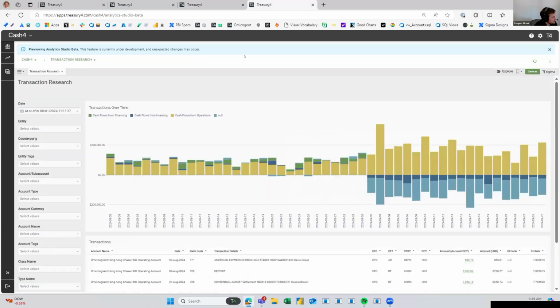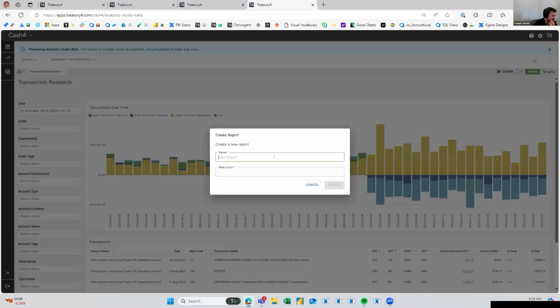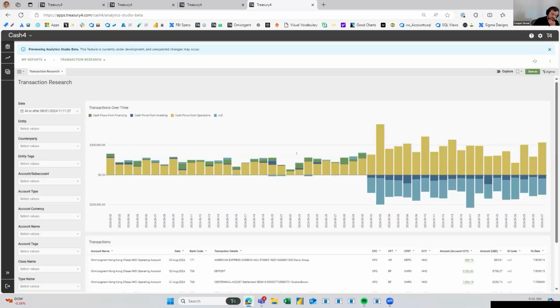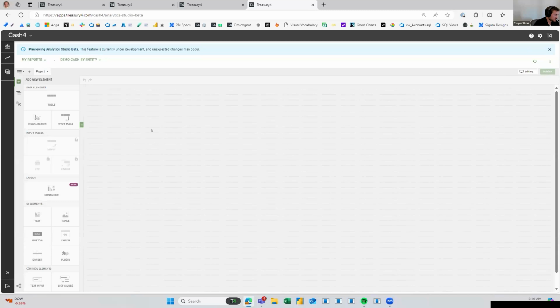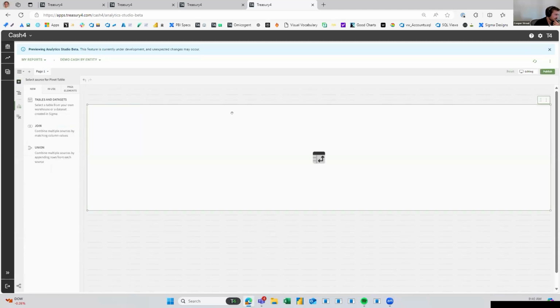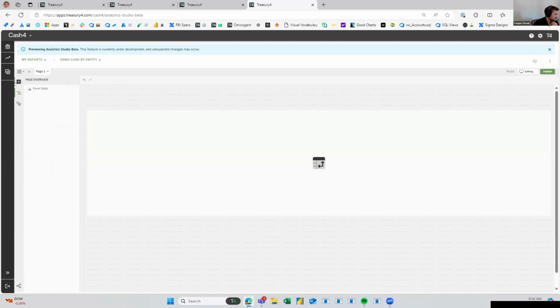So then I'm going to try to show how you would answer other off-the-cuff questions that don't necessarily get covered in the default reports that you get in Analytics Studio. So on this call, I heard earlier that we want to see cash by entity. So I'm going to highlight how we've made the data models easy enough to work with that you fundamentally just need to know Treasury and have a question. And so in this case, the question is, how much cash do I have in each of my entities?